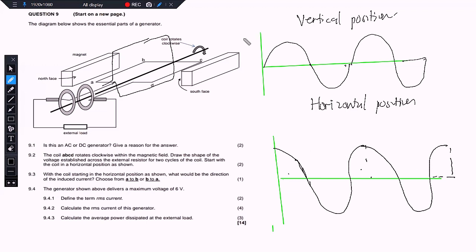Right. So EMF here in voltage, and then down here we will have time in seconds. Right. So that's our EMF versus time graph. And then now we know the difference. Right. So the one that we are supposed to draw is this one here. Okay. Now let's go to 9.3.